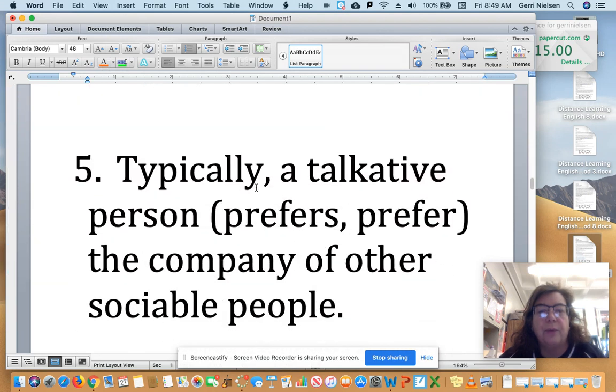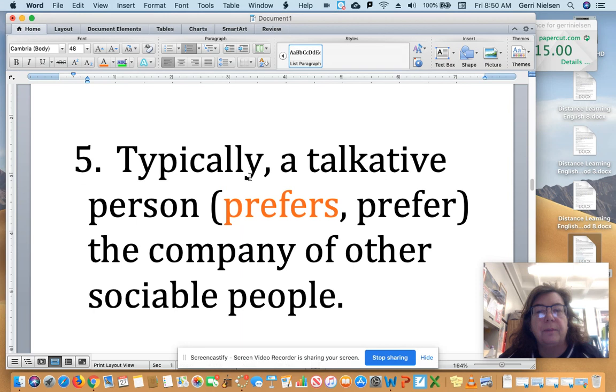Number 5. Prefers or prefer is going to be your verb here, verb choices. Typically, a talkative person prefers or prefer the company of other sociable people. So who or what is it that prefers or prefer? Well, it's one of these words here. Typically, a talkative person, your simple subject here is person. So person prefers or person prefer. You got to make your choice there. Person is singular, so you definitely want the singular verb prefers.